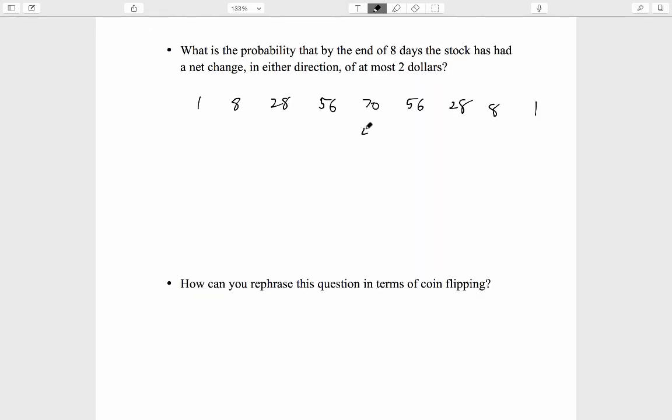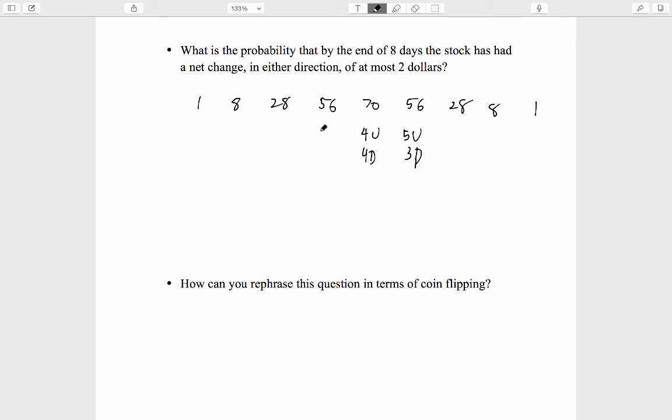This middle entry corresponds to having 4 ups and 4 downs. The ups and the downs exactly cancel one another out, and that corresponds to a change of $0. A change of $0 does count in this event. A change of at most 2 means 2 or less. So a change of $0 is in this event. These 56 outcomes are the number of ways of obtaining 5 ups and 3 downs. That would give a net gain of $2, and a net gain of exactly $2 does count towards this event.